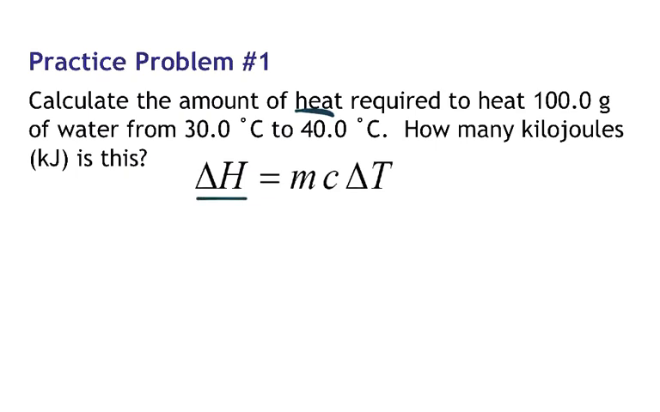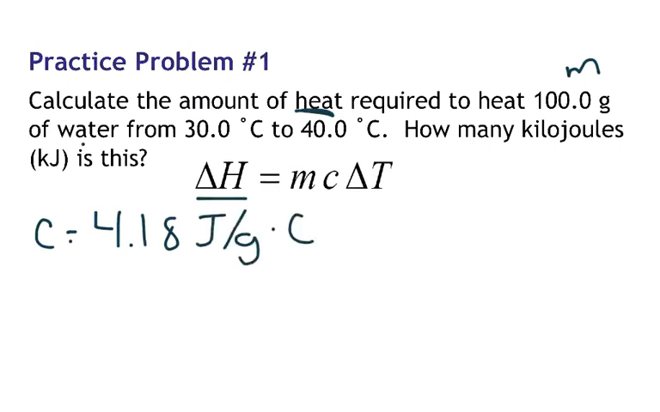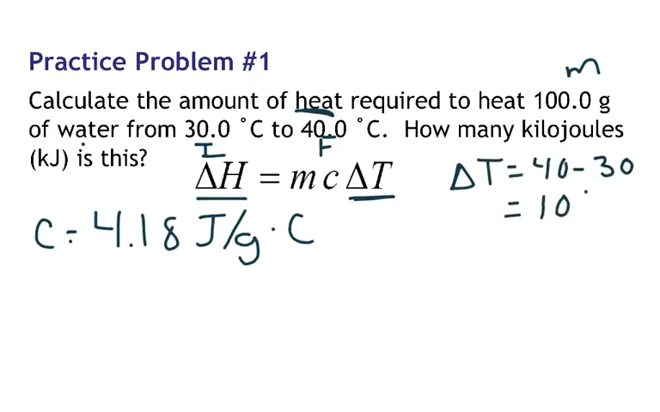100 grams would be our mass. And it says water, so if I look at my reference sheet, the specific heat of water is 4.18 joules per gram degree Celsius. Remember, specific heat's a ratio. And then we have two temperatures. Remember, change in temperature is final temperature minus initial. So our final is 40 degrees and our initial was 30. So to get our delta T, it would be 40 minus 30, which is just 10 degrees Celsius.